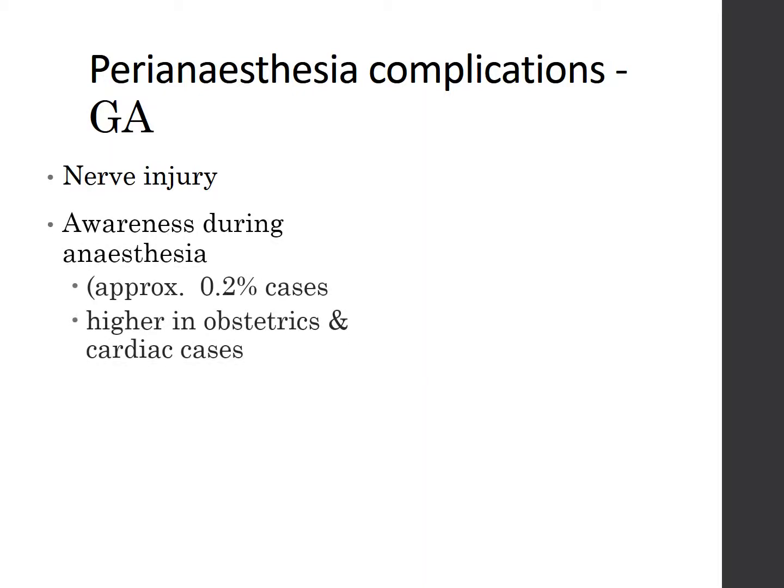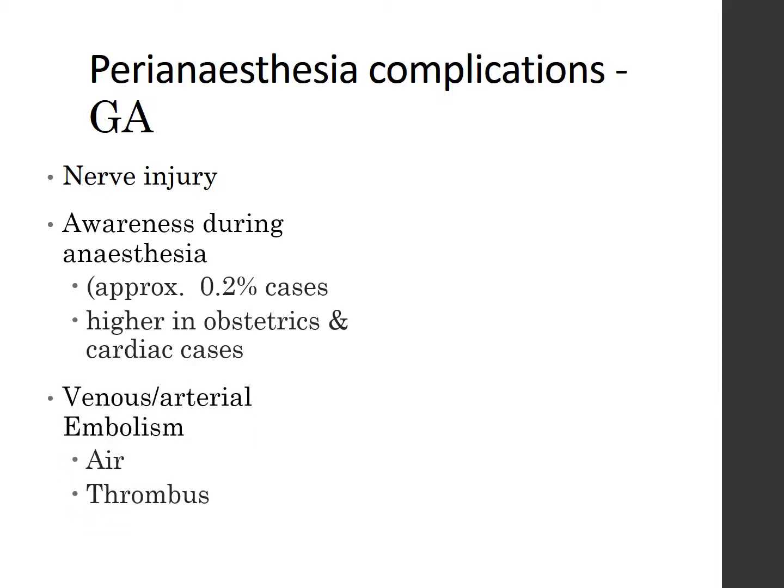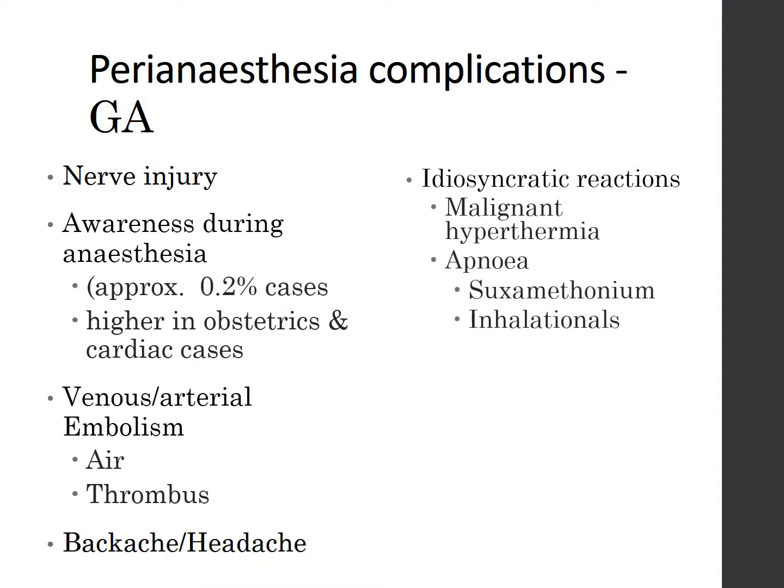impacted. Awareness during anesthesia could be quite traumatic if it affects the patients, and although the occurrence is quite low, however, it is a potential risk. This might be higher in certain cases, such as obstetrics and cardiac cases. Having the venous or arterial embolism by air or thrombus, that could pose a potential risk that would complicate the cardiovascular system even further. Another common complication with GA is complaints of headache and backache. That could be due to a magnitude of reasons, medications, or volume deficiencies.